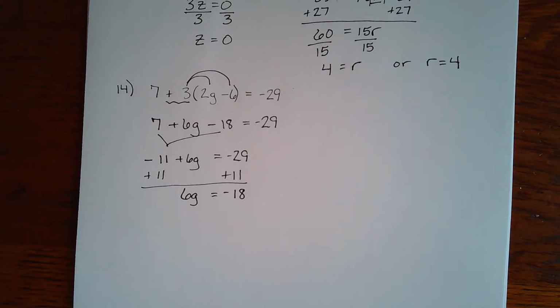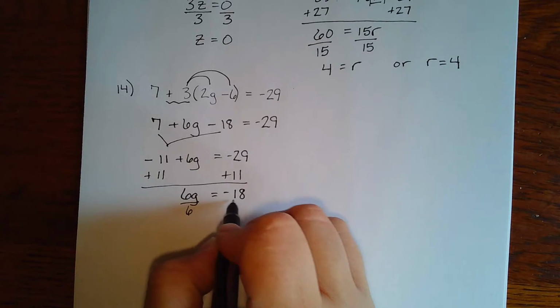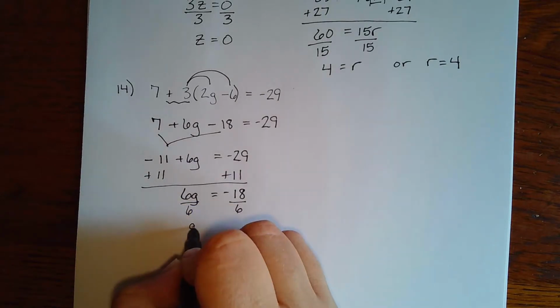The last phase of this is going to be doing the opposite of multiplication, which is division. So I'm going to divide both sides by negative 6. So g equals negative 3.